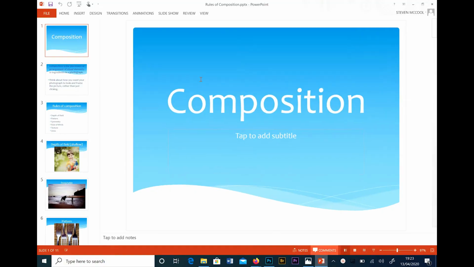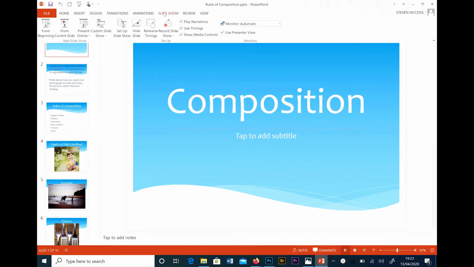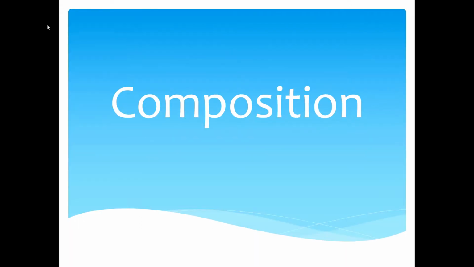So today we're going to have a look at composition. You've spent the last few lessons learning how to use your camera to the best of its ability. So now you know the theory behind it. How can you take a better photograph? So for today's lesson, we're going to have a look at composition.